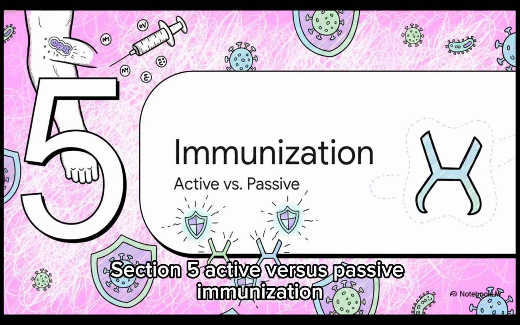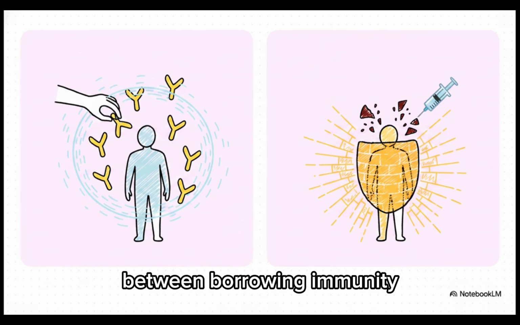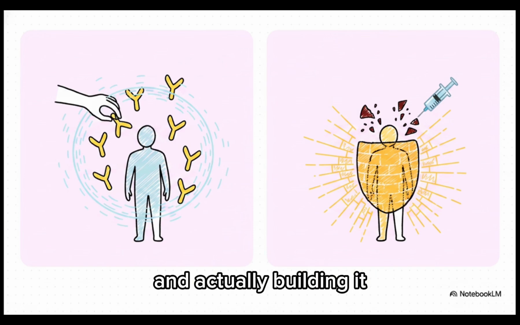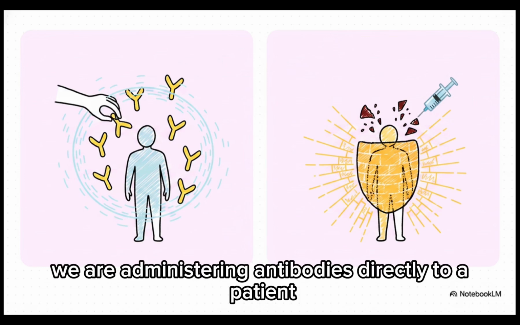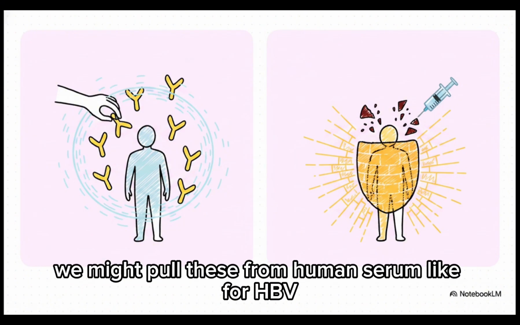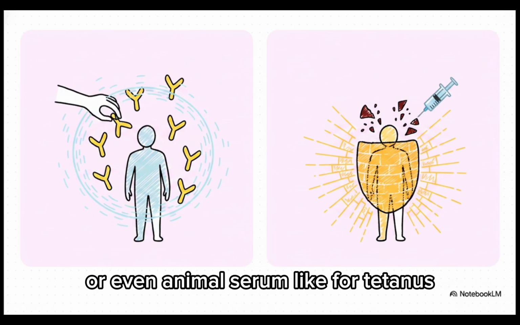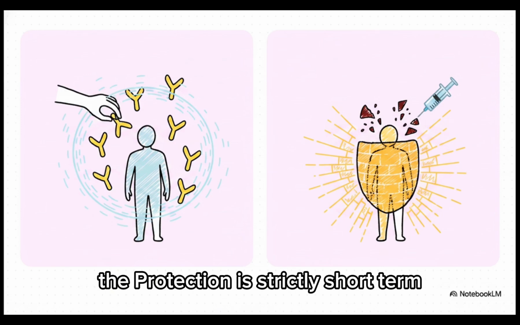And finally, Section 5, Active versus Passive Immunization. Notice the strict contrast here between borrowing immunity and actually building it. Passive immunization is basically an emergency stopgap. We are administering antibodies directly to a patient who's already been exposed to an infection. We might pull these from human serum, like for Hep A, or even animal serum, like for tetanus. But remember, because it's borrowed, the protection is strictly short-term.